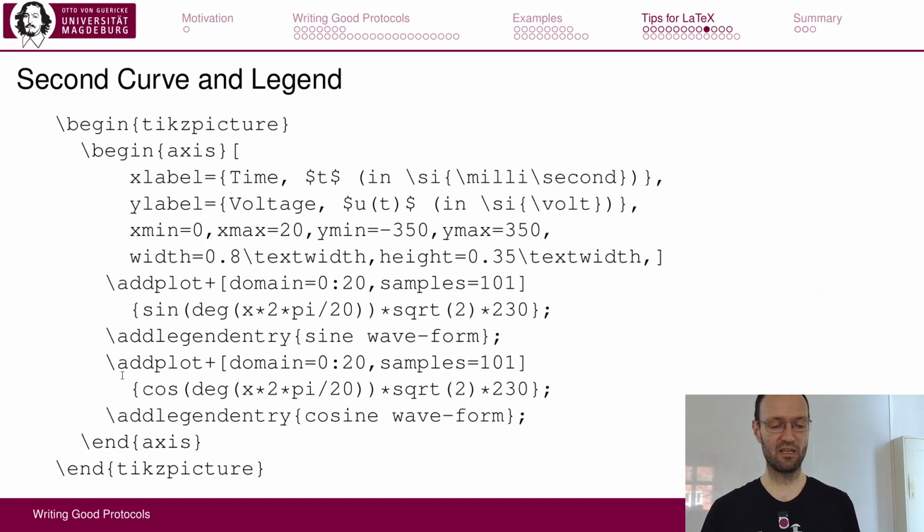And so then we could add a second plot, or not a second plot, a second line into this plot, and add a cosine function to the existing sine function.